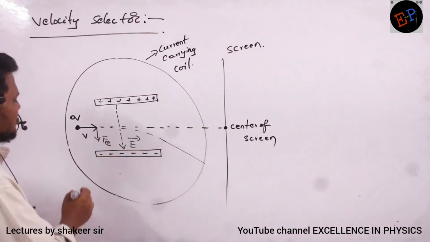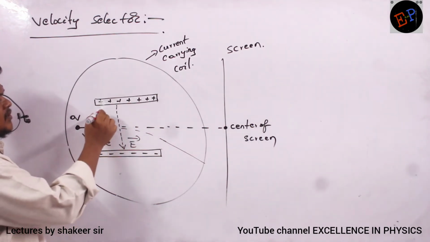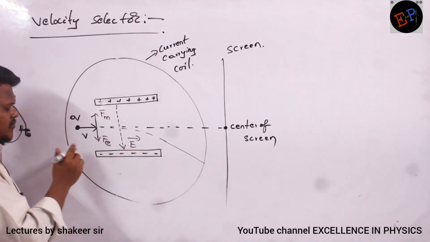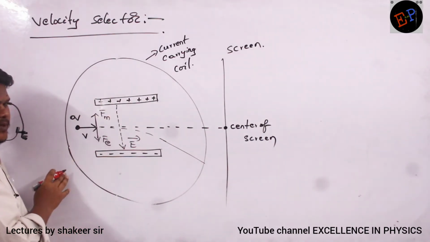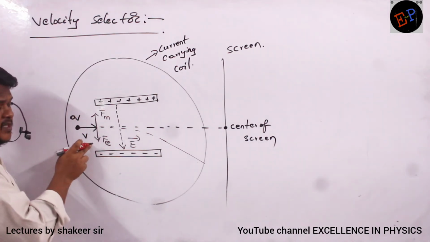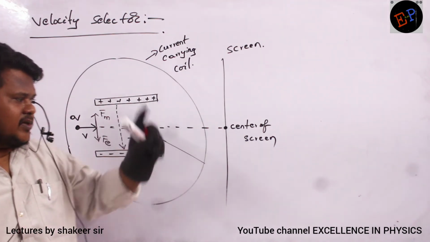What I do is, I apply an equal and opposite force because of a magnetic field. So I want to apply two fields. I am applying electric field also, I am applying magnetic field also. So if Fm and Fe are equal and opposite, then the charge will not get deviated. It will travel in a straight line and strike the screen here.